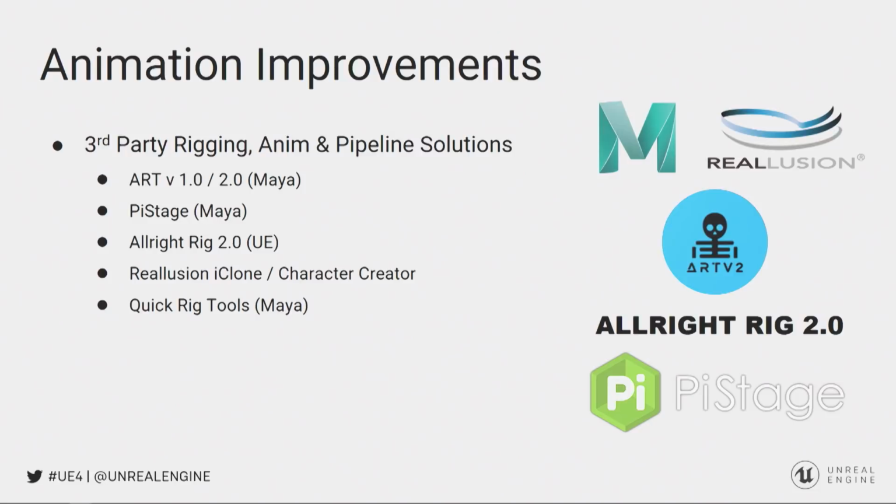PyStage is another interesting application, another bridging tool, a pipeline tool between Maya and Unreal Engine. All-Right Rig, I just talked to the individual programmer, and it's now compatible with 4.20. It allows for forward and IK keying inside of the engine itself. So if you want to actually animate in the engine, you have a full IK system there. Reallusion, iClone, Character Creator. These are also other packages that do support Unreal Engine for creating characters and manipulating motion capture data. Good ones to take a look at as well.